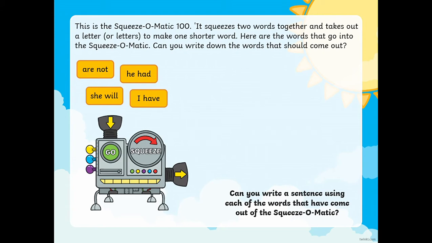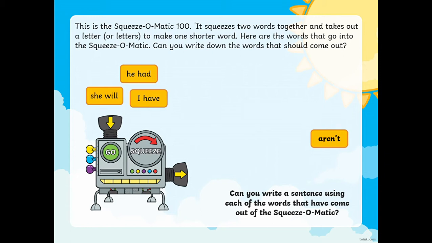Well done. So this is the Squeeze-O-Matic 100. It squeezes two words together and takes out a letter, or sometimes more than one letter, to make a shorter word. Here are the words that go into the Squeeze-O-Matic. Can you write down the words that come out? So we'll do the first one together. These two words, are not, are going to go into the machine. And when they come out the other side, they will come out as one word. Some of the letters will be missing, and in their place there will be an apostrophe for contraction. So are not has gone in and it's come out as aren't.